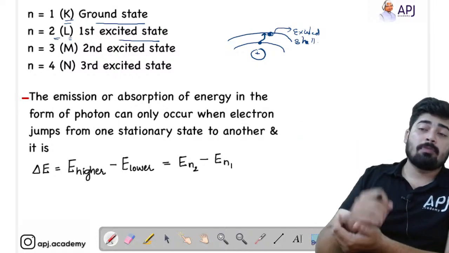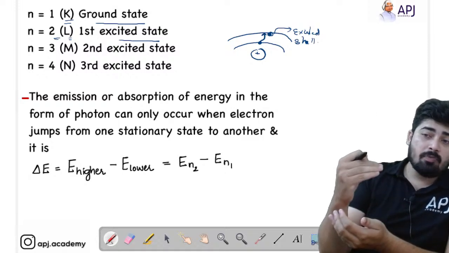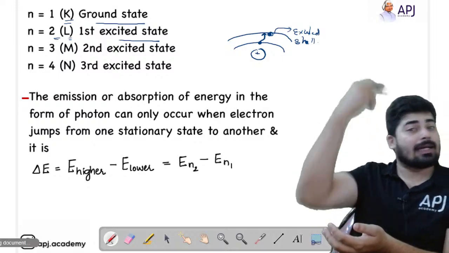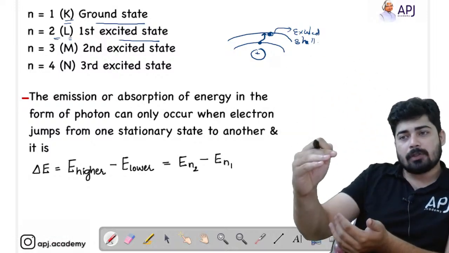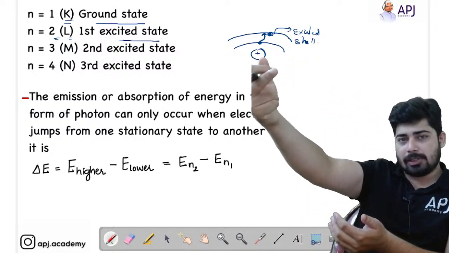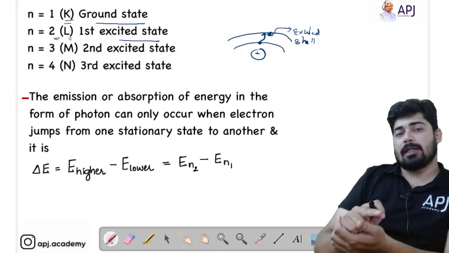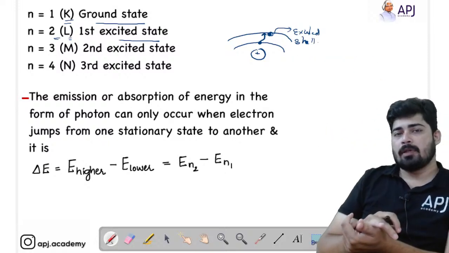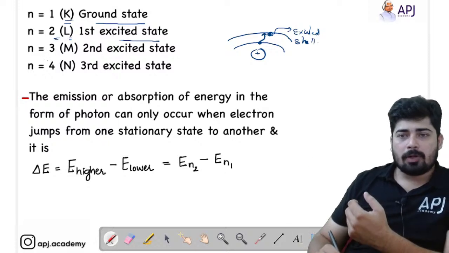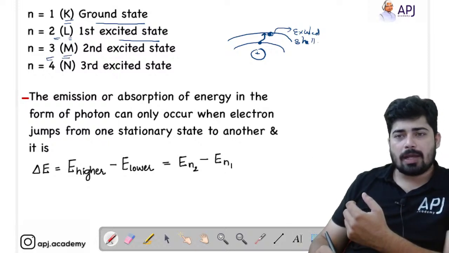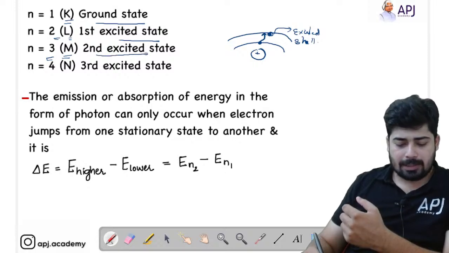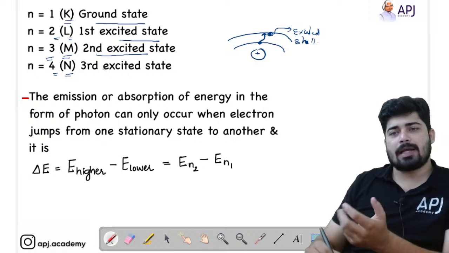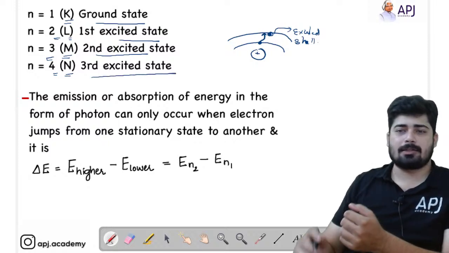Why so? Because I have told you, as they move away from the nucleus, their stability decreases and their energy increases. So in order for the electron to move to the higher energy shell, it has to absorb certain energy, and only then can it move to the second energy shell. Now what about n equal to 3? n equal to 3 corresponds to the M shell, that is the second excited state, and n equal to 4 corresponds to the N shell, and that is the third excited state.